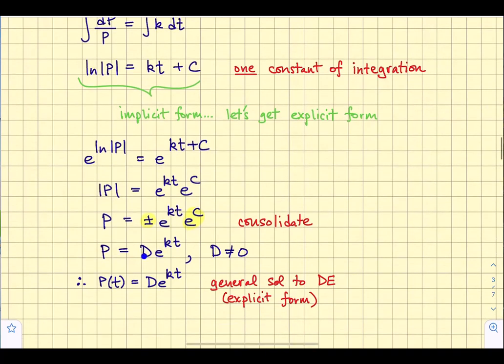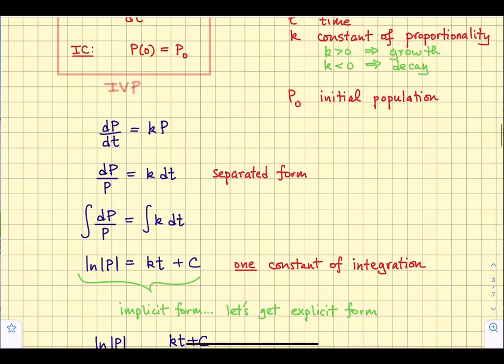We'll rename it d, and now we get P equals d e to the kt with the stipulation that d cannot be 0. Or if you really want to write that so that it looks like a function, population as a function of time, you get P of t equals d e to the kt. This is the general solution to the differential equation, and it is in explicit form. Notice this is a one-parameter family of solutions. d here is the constant that came about as a result of the integration. Remember, k is a number that we would know, embedded in the differential equation itself.